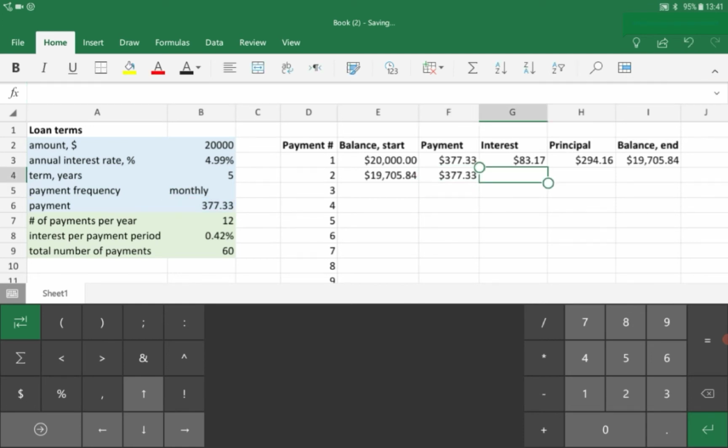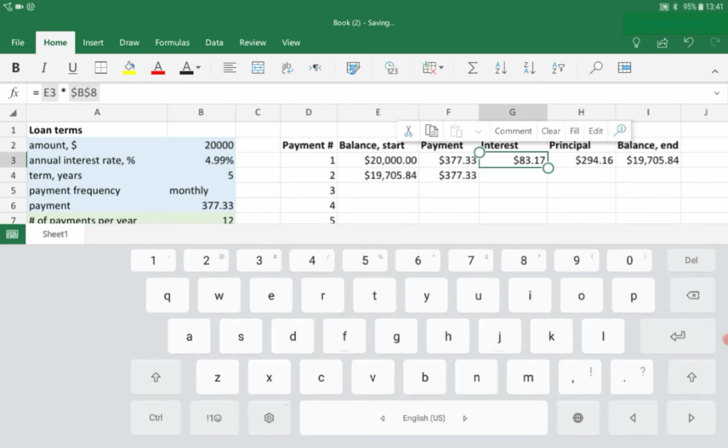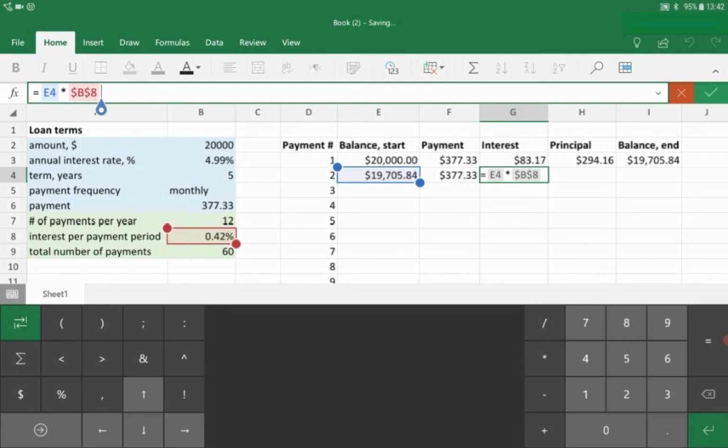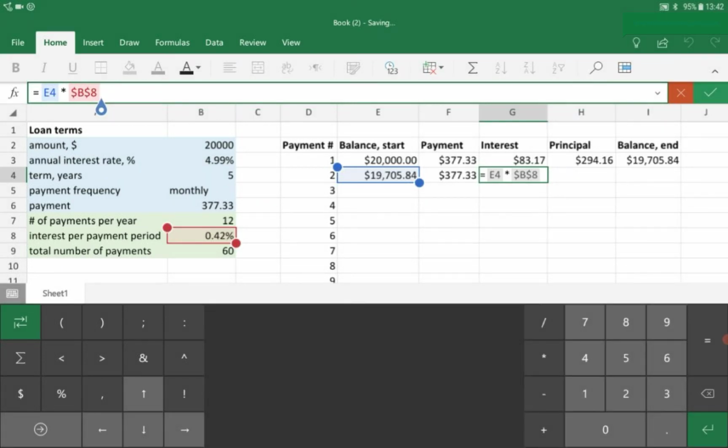Same for interest, I'm going to copy and paste. You can see here how floating and absolute references work. Because the reference to the loan balance at the start of a payment period is a floating reference, when I pasted interest into row 2, the reference to the balance also shifted to row 2. It's cell E4. But because the reference to the interest rate is an absolute reference, it still refers to cell B8.